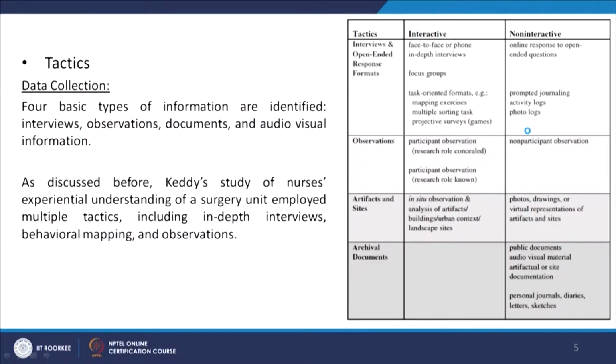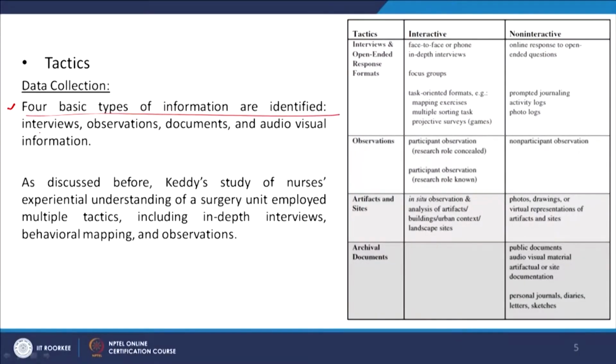The main process of data collection was through the tactics of the strategies we have discussed previously, ethnography and phenomenology. Those are the processes of data collection. Four basic types of information are identified: interviews, observation, documentation, and audiovisual information. Audiovisual information is photographic and videographic documentation. Documentation also includes questionnaires and other ways of documenting the artifacts and the context. All these parts come under documentation.